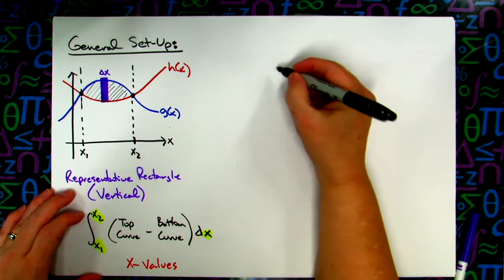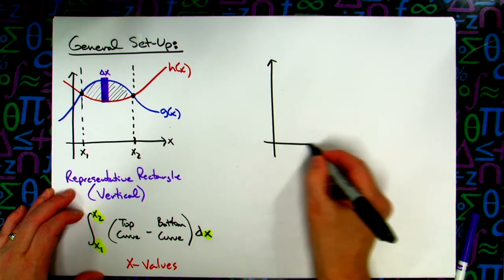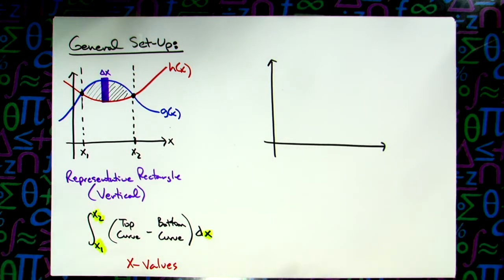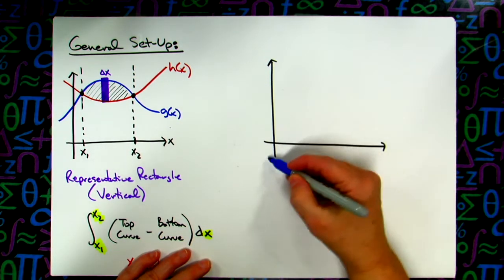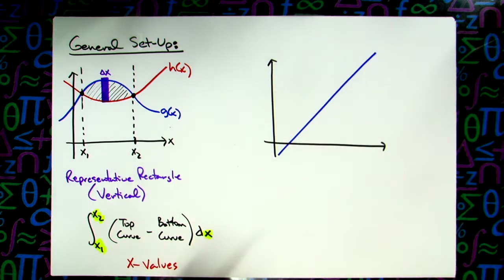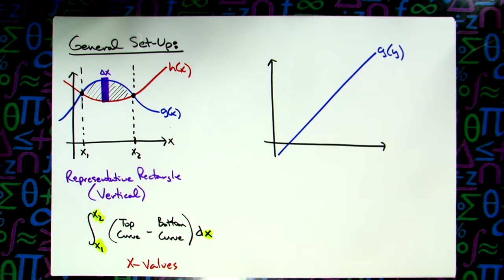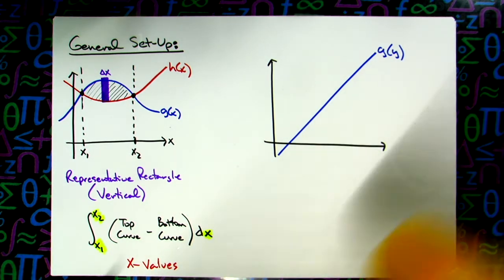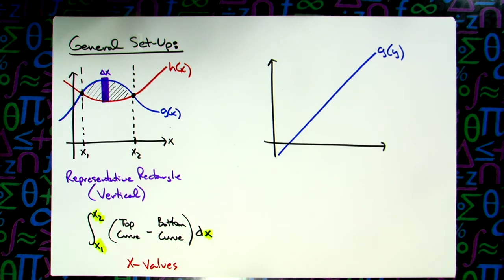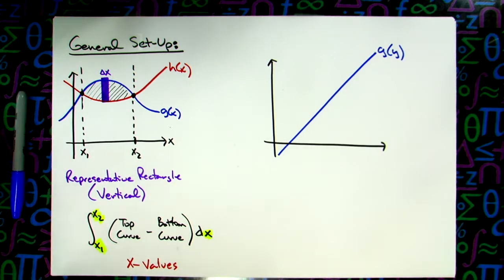All right, let's do a second general setup. Okay, this time, let's say we have a linear equation. And let's call that g of y. When I call that g of y, that means that it's in terms of y. So instead of having y equals mx plus b, I'm going to have x equals my minus b, or plus b. Now, do you remember last year when we did horizontal parabolas?